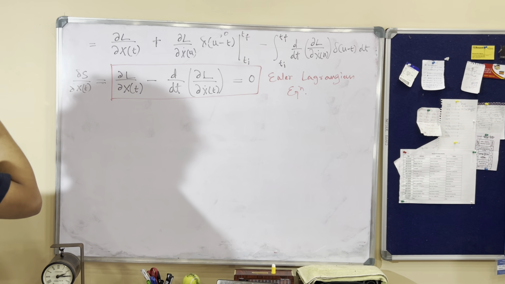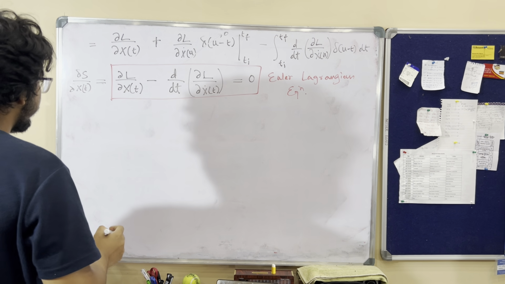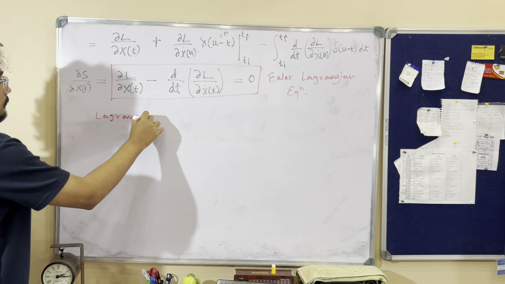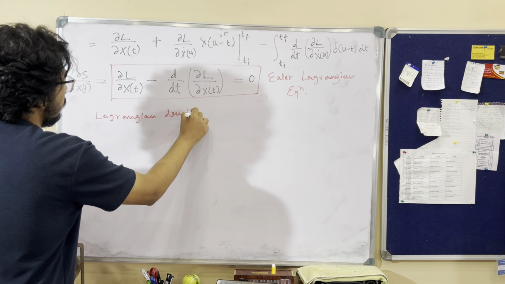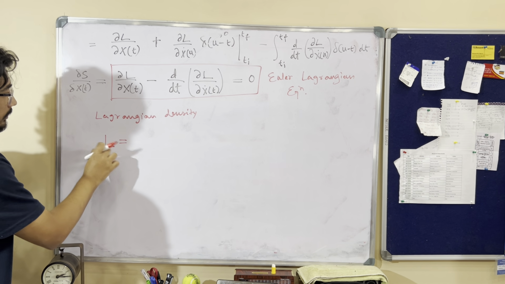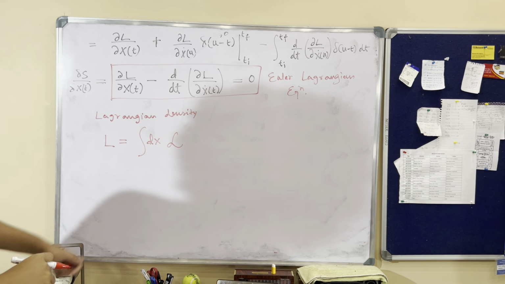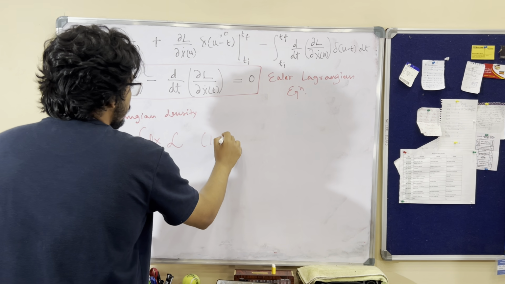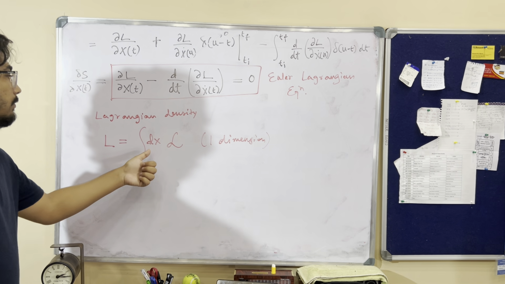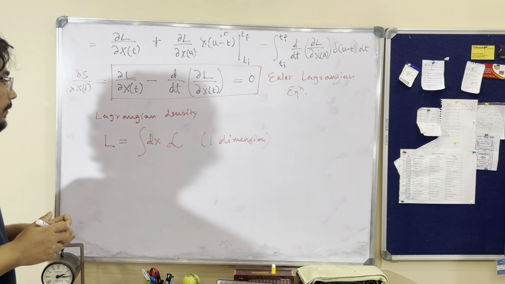Okay, so now we are about to define another quantity called the Lagrangian density. We can write the Lagrangian as some integral of the Lagrangian density. Remember, this is in one dimension. In 3 dimensions, there will be 3 derivatives here, d cube x. In 1 dimension, it will be dx.